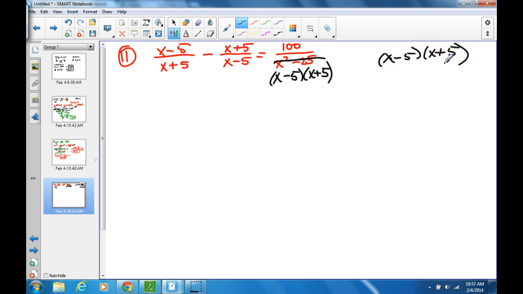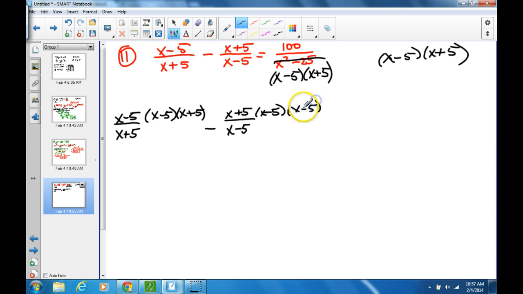So let's do that. We have x minus 5 over x plus 5 times this, and do the same thing for the second term. A lot of writing. I like the next step of this when you get to actually start crossing things out. That's fun, like checking things off your list.